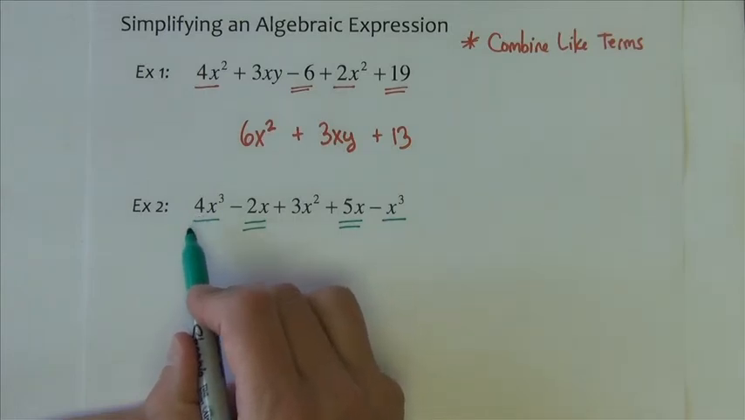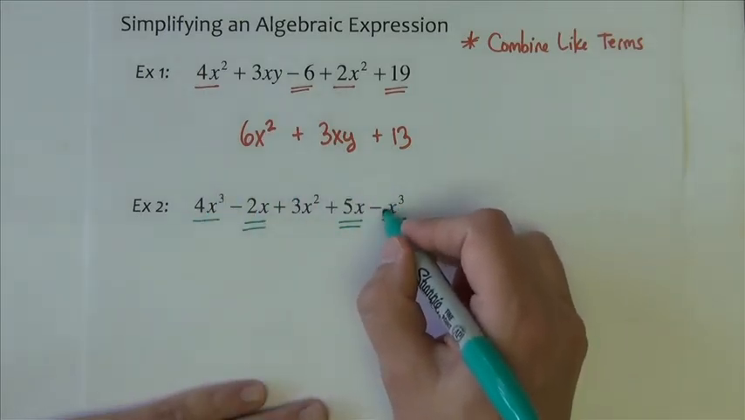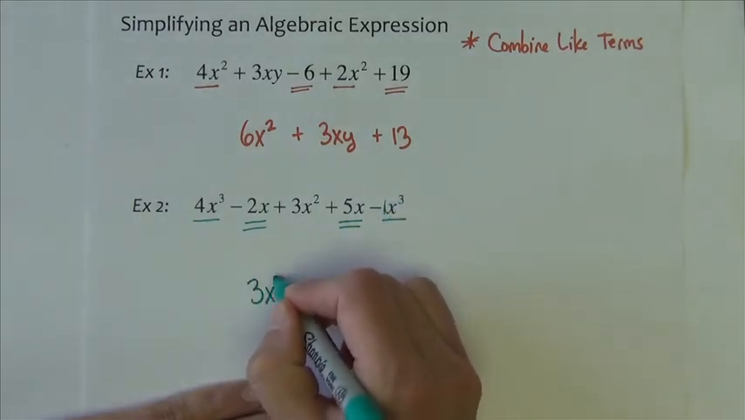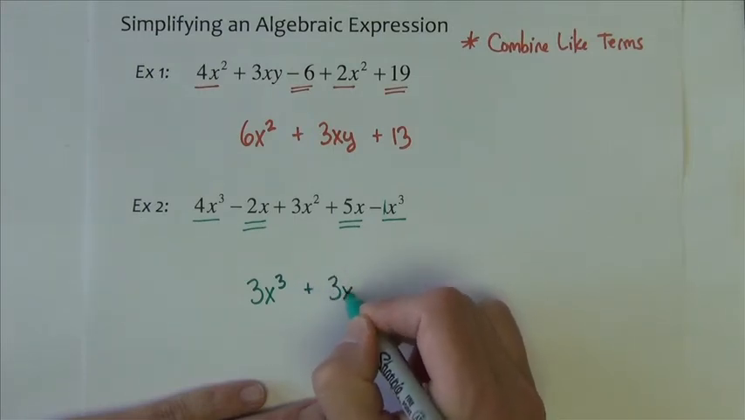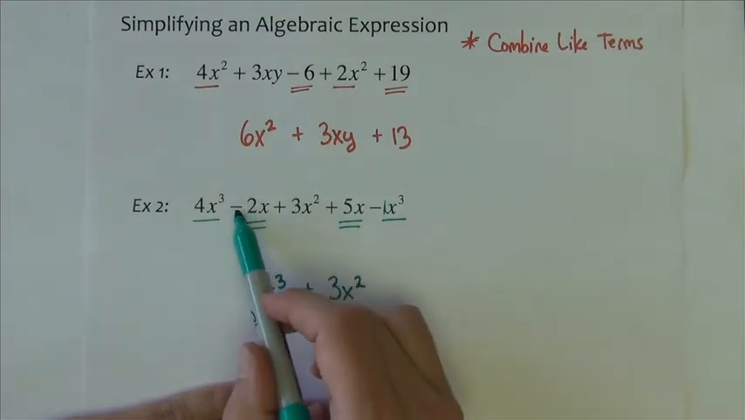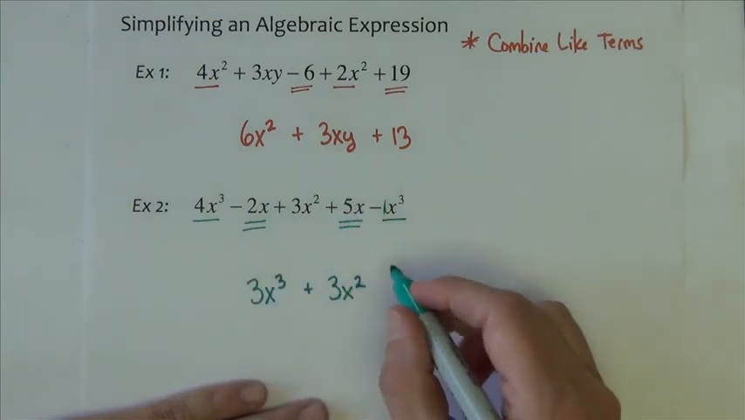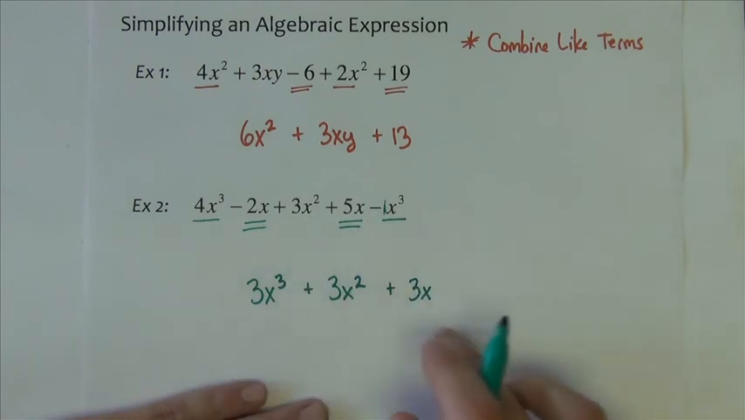So we've got the x to the thirds first. 4x to the third minus, this one is like having a 1 here, minus 1x to the third gives me 3x to the third. I'm going to go ahead and pull down that 3x squared next. And then I've got negative 2x and positive 5x. So negative 2 and positive 5 is positive 3x. And that's finished.